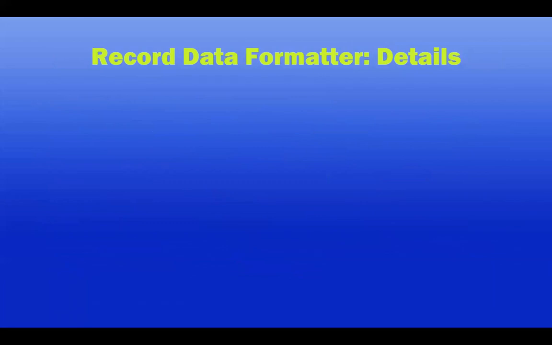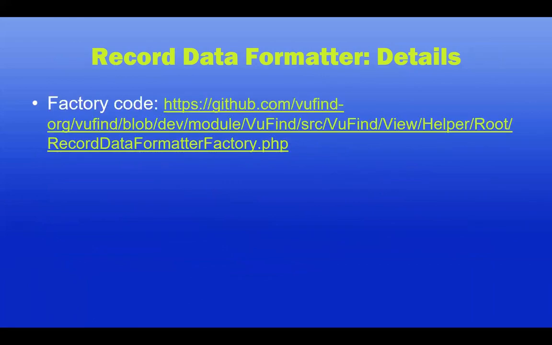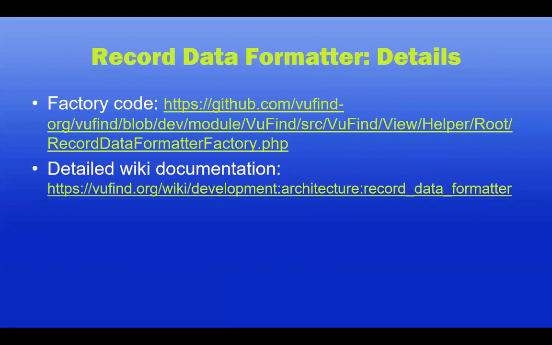As I say, given the amount of time we have for this video, I can't do too deep of a dive into all of this, but I encourage you to take a look at the record data formatter factory code. This will show you how the record data formatter is set up by default. And also take a look at the record data formatter wiki page, which explains all of the settings that can go into the PHP array to configure the record data formatter, and also lists all of the spec builder methods that you can use to build the configuration.